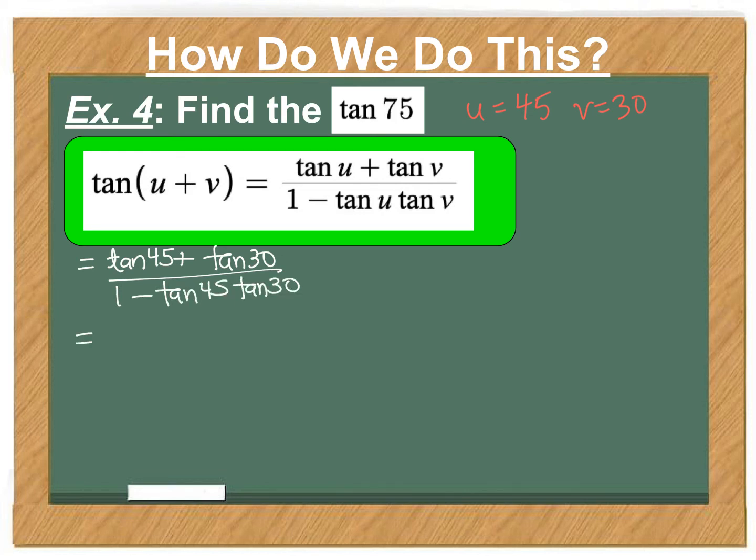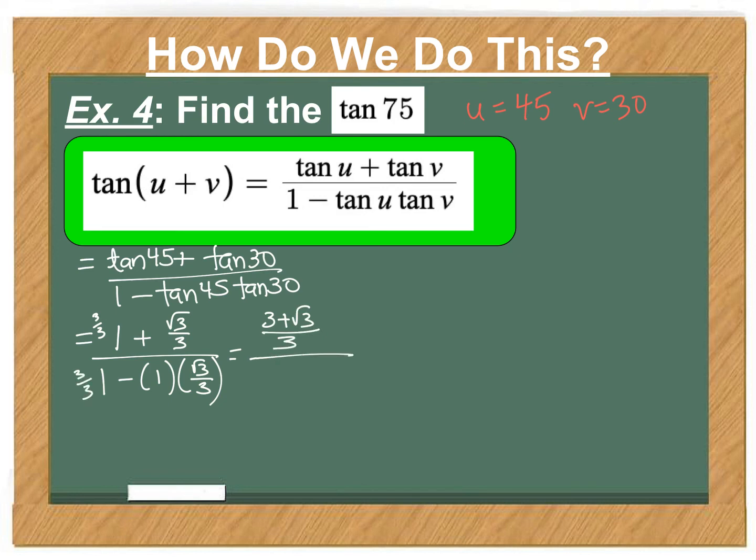So this is why we just reviewed the unit circle. Tangent of my medium is 1. Tangent of my little one is root 3 over 3, all over 1 minus the 1 and the root 3 over 3. So now we have a complex fraction. We need to get a common denominator on each of these. So this is going to be multiplied by 3 over 3, and my numerator becomes 3 plus root 3 over 3. This one's going to be multiplied by 3 over 3. So this becomes 3 minus root 3 over 3.